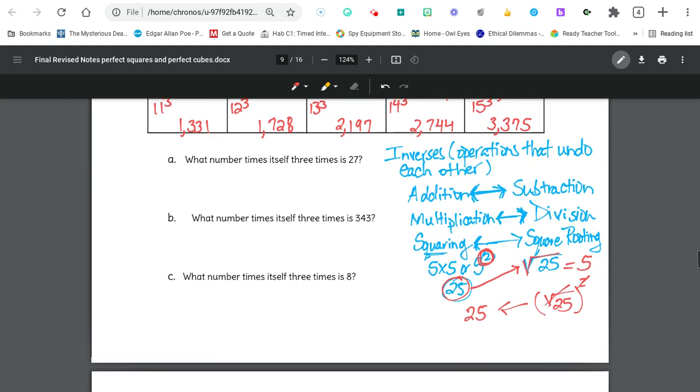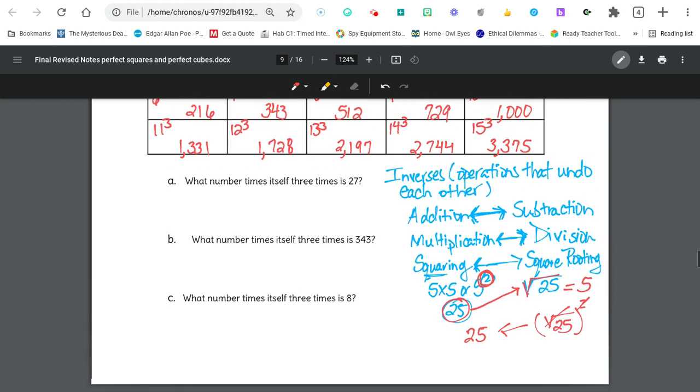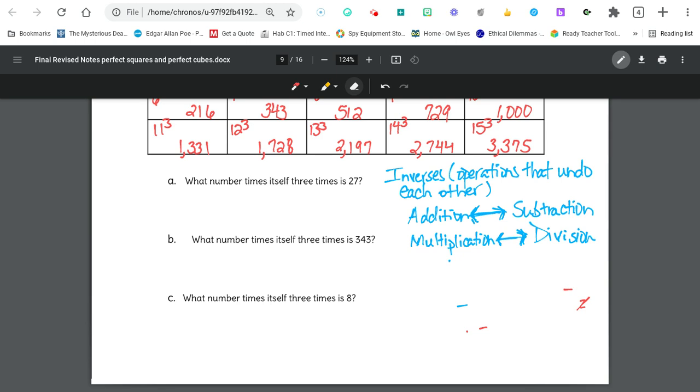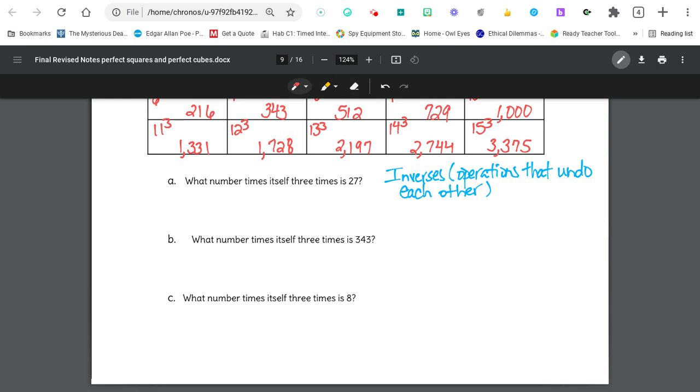I'm going to talk about one more inverse today, okay? So I'm going to erase this. I don't have enough room. And that inverse, I'm going to make this a little shorter. I still want addition and subtraction. I'm just going to write it where it's not as large. Sorry about that, guys.